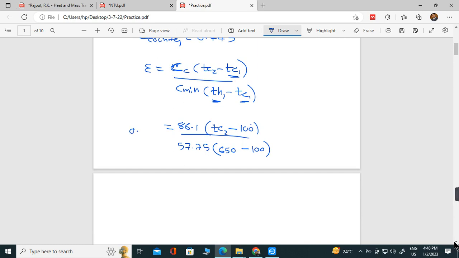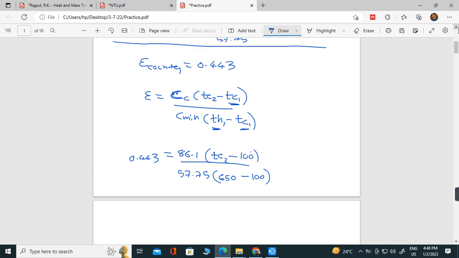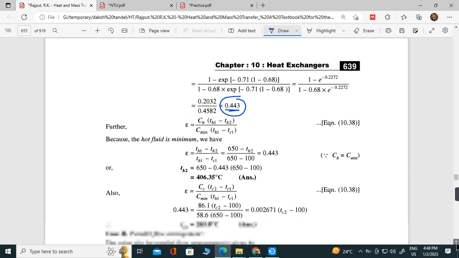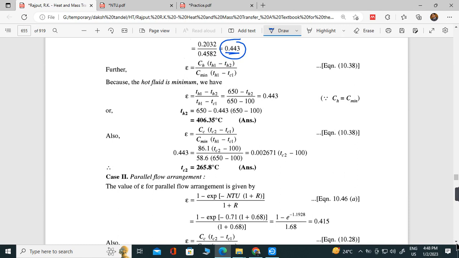Now here what is effectiveness that we know 0.443. So can we find out Tc2 from here? Yes, we can find out. So let us check that what is the answer. आंसर क्या है वो हमें यहाँ से लिख सकते हो. ये है आंसर Tc2 का.